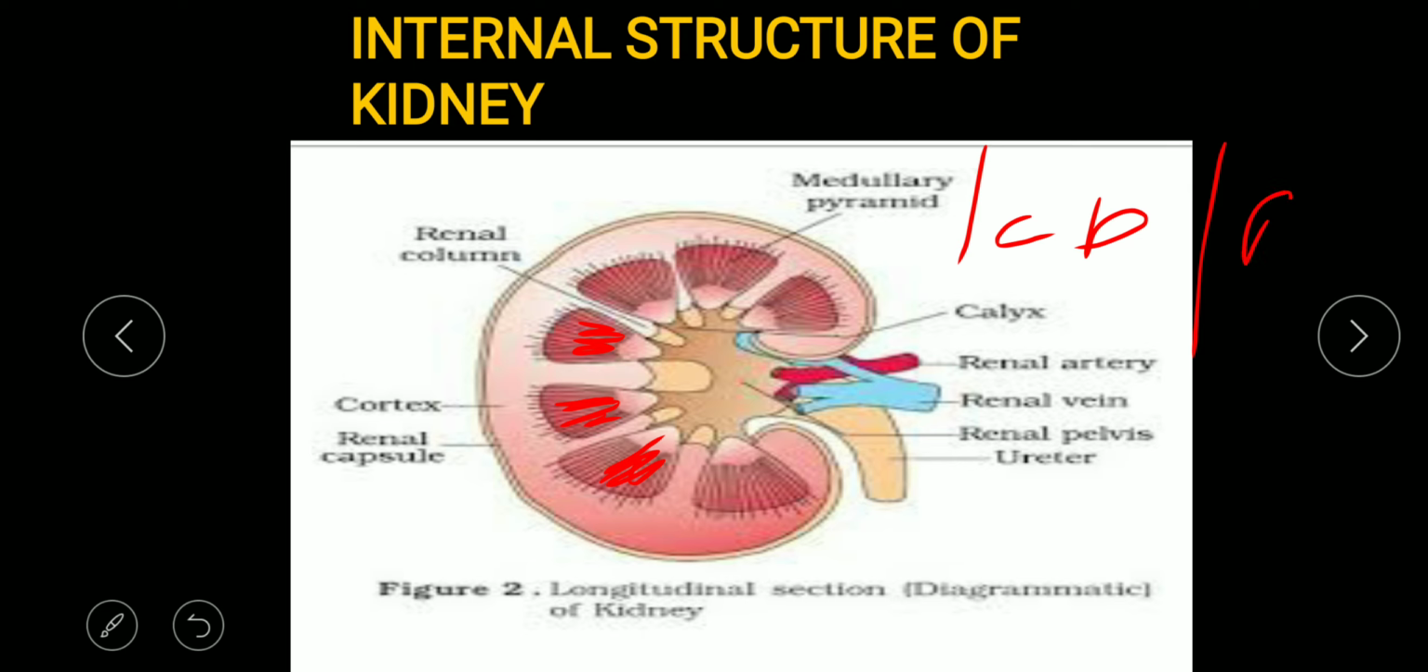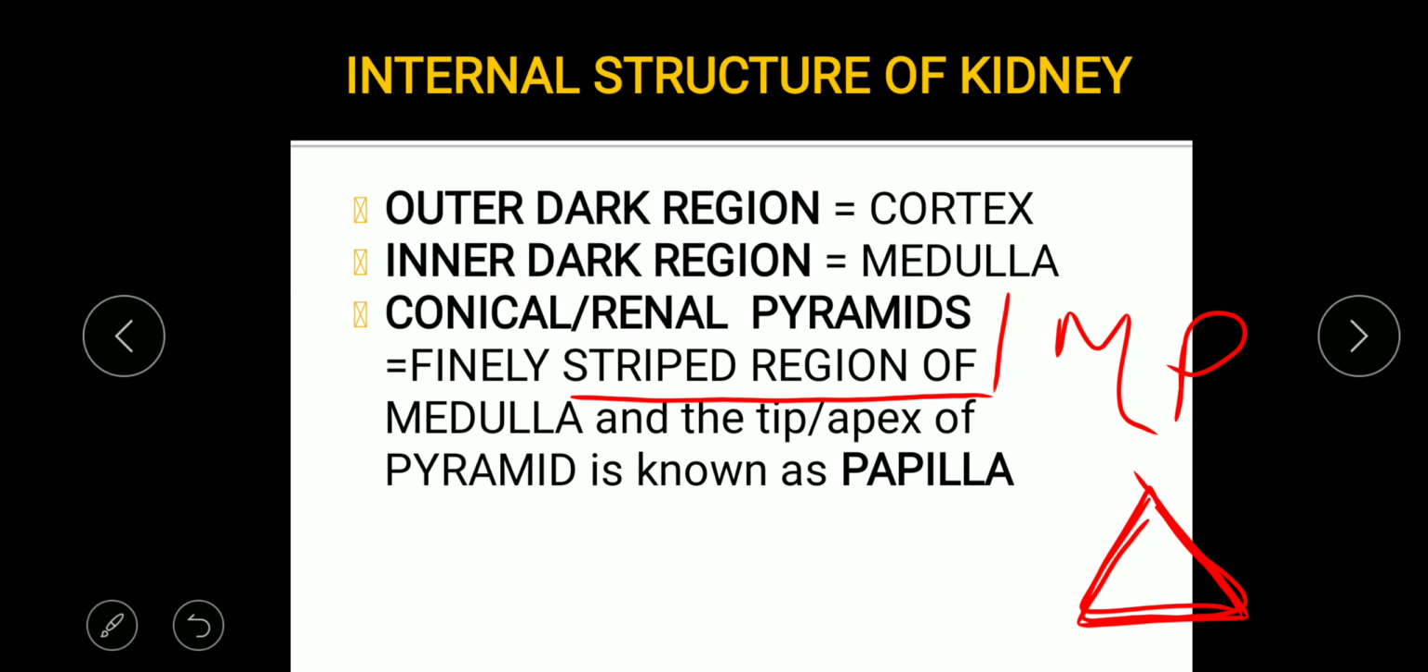Okay. So why is it known as pyramids, you understood? Why is it known as medullary? Because it is found in the medullary region of the kidney. Why conical? Because it is a cone shaped structure. Okay, ice cream cones you must have seen. Why renal? Because it is found in the kidney. The term renal is used for kidney. So that is why the medullary pyramids are also known as conical pyramids or renal pyramids.